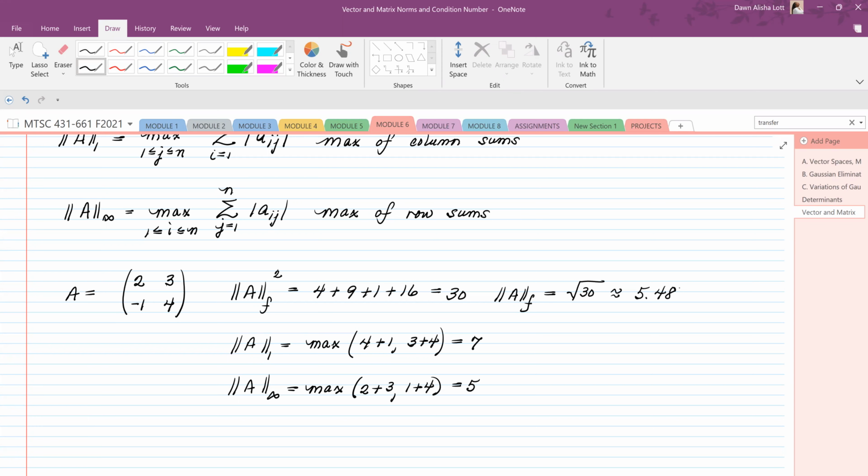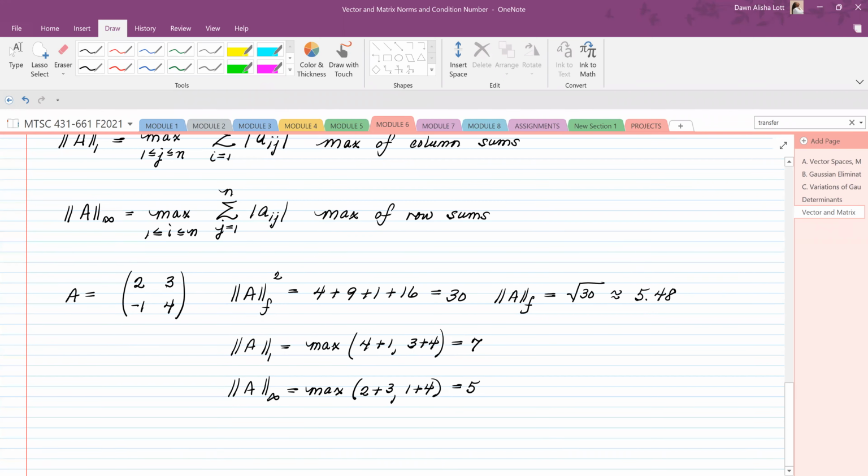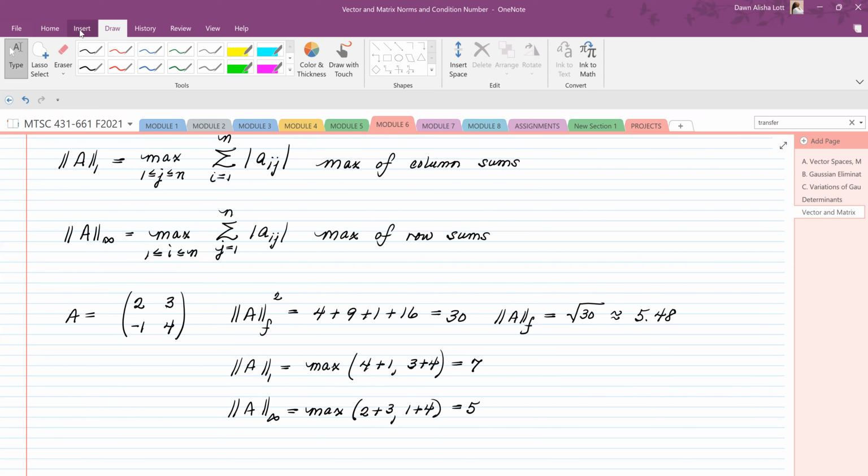Oh, I didn't talk about the spectral norm. Which one is that? Oh, the spectral norm is the largest eigenvalue. So yes, there's one more norm I forgot to define. Sorry.